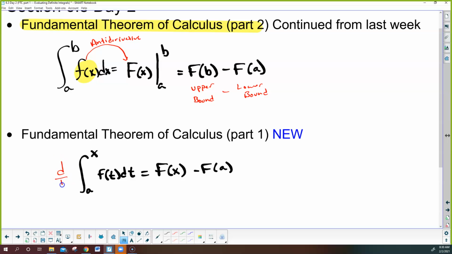It says, what if I take the derivative of this entire thing? What does a derivative and an integral do? They cancel each other out, right? So you'll see that here in a second. But what if I take the derivative of, maybe I'll do it like this. What if I take the derivative of both sides?